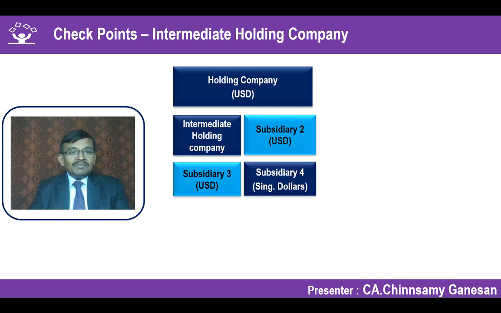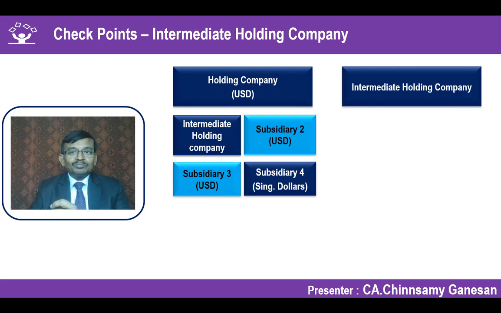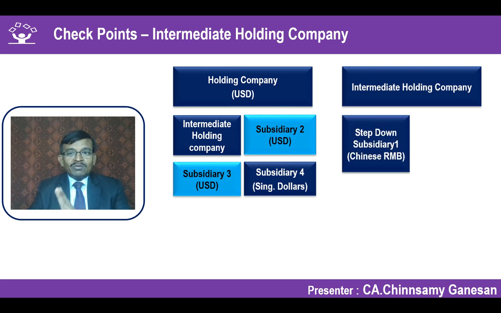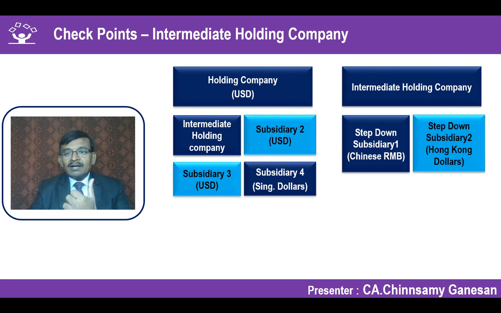Subsidiary 4 has the functional currency of Singapore dollar, and the intermediate holding company has two step down subsidiaries. One is in China, and it has the Chinese currency as the functional currency, and it has a Hong Kong investment, and that has the functional currency of Hong Kong dollars. In that situation, what is the functional currency of the intermediate holding company?